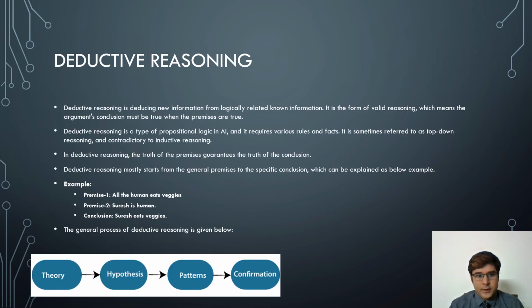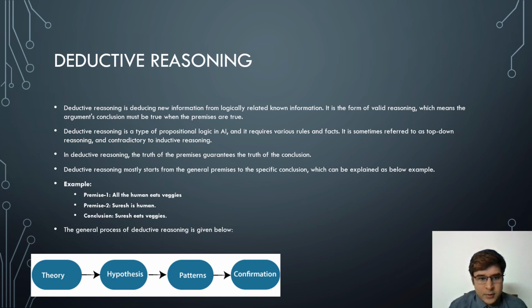What is deductive reasoning? Deductive reasoning is deducing new information from logically related known information. It is a form of valid reasoning, which means the argument's conclusion must be true when the premises are true. So deductive reasoning is a type of propositional logic in AI, and it requires various rules and facts. It is sometimes referred to as top-down reasoning and is contradictory to inductive reasoning. In deductive reasoning, the truth of the premises guarantees the truth of the conclusion.